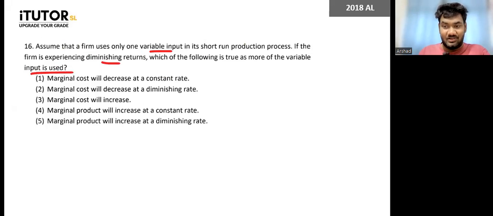If you see the first condition, total revenue. You can either take total revenue and total variable cost or price and AVC. Which stage is this diminishing returns? First, second, or third?